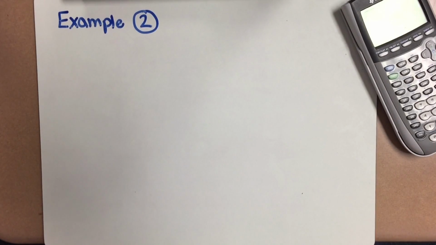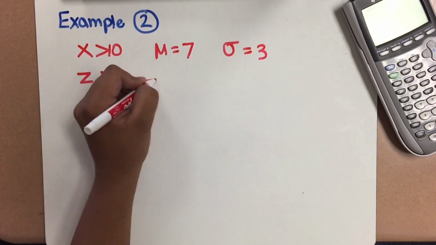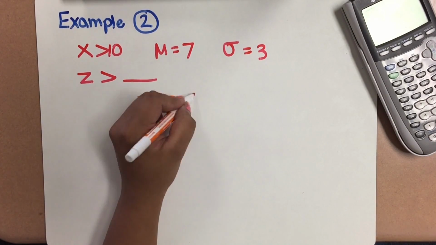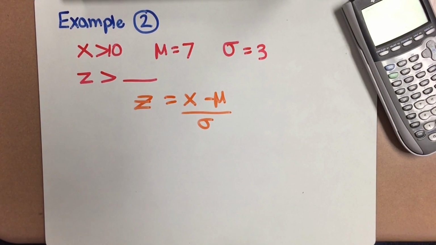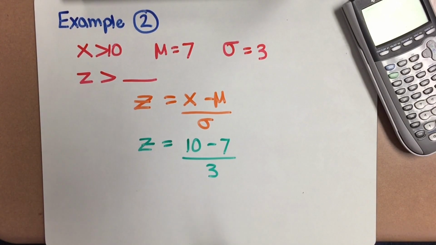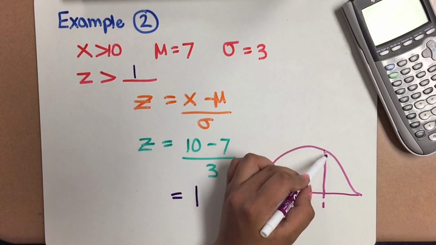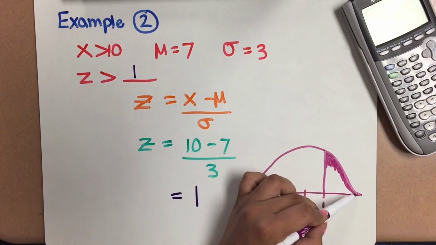For example 2, the original observation is greater than 10, the mean is 7, and the standard deviation is 3. First, plug in the values into the equation, then do the math and calculate the z-score. Since x is greater than 10, you shade the right side of 1.